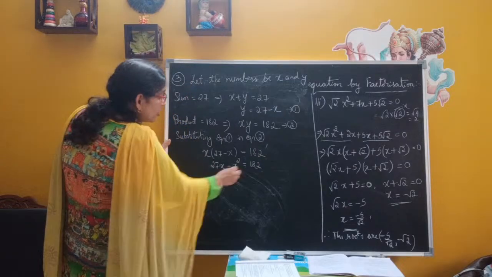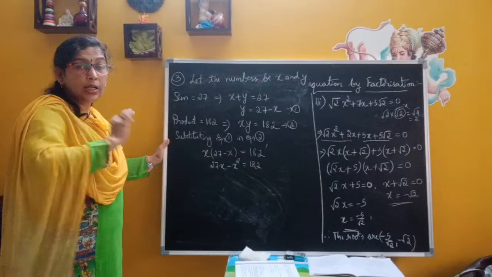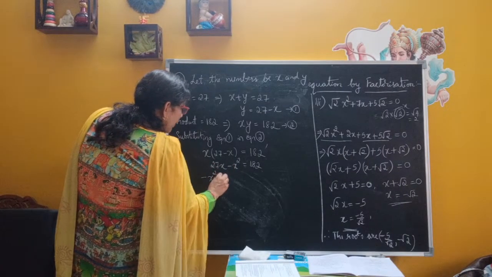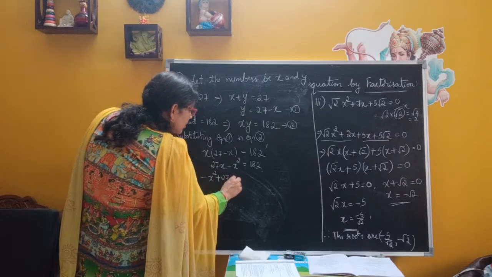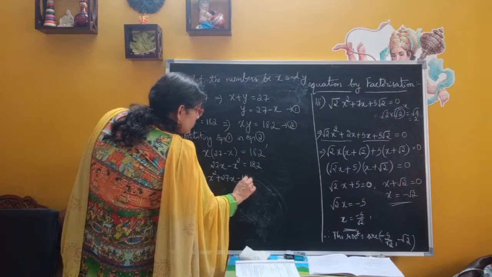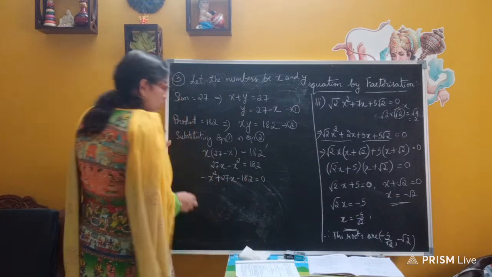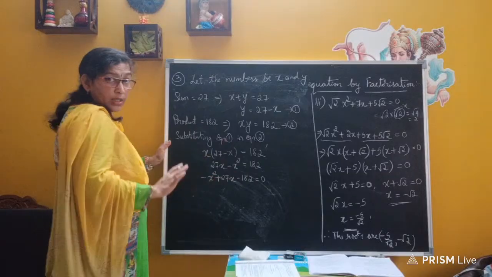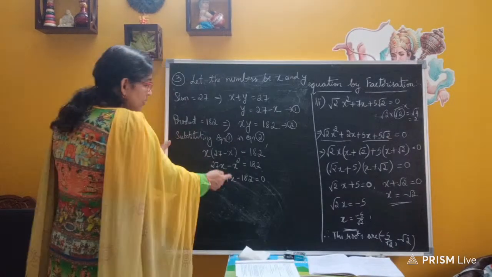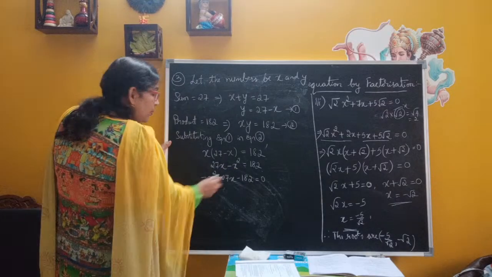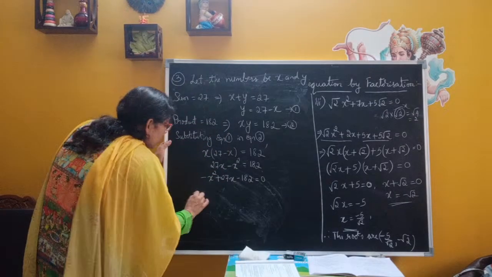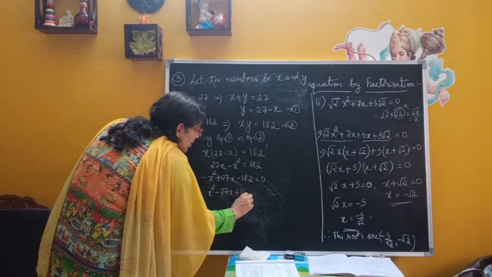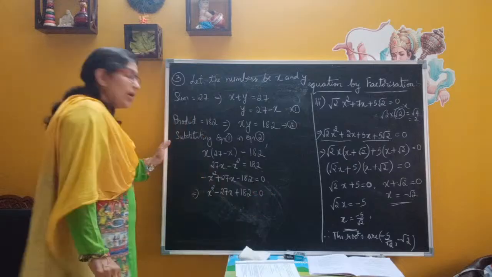Let us bring it to standard form. In standard form we should always go in decreasing order of the power. So minus x square plus 27x, and I bring 182 to the LHS, so it becomes minus 182 is equal to 0. I will get an equivalent equation by multiplying throughout the equation by minus 1. This becomes plus, this becomes minus, this becomes plus, making it easy to simplify. So this can be written as x square minus 27x plus 182 is equal to 0. Now we have the standard form of the equation.